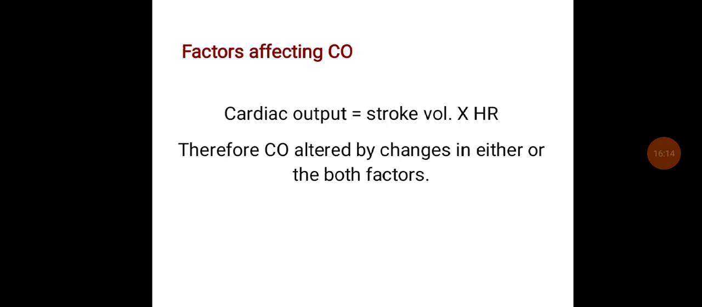Here we're going to discuss some of the factors that affect the cardiac output. As we know, the cardiac output is equal to stroke volume times heart rate, and whatever changes affect the stroke volume and heart rate are going to affect the cardiac output. Therefore the cardiac output is altered by changes in either of these factors. Okay, the details of these we are going to learn in the next class.